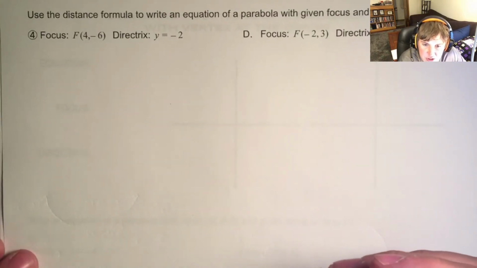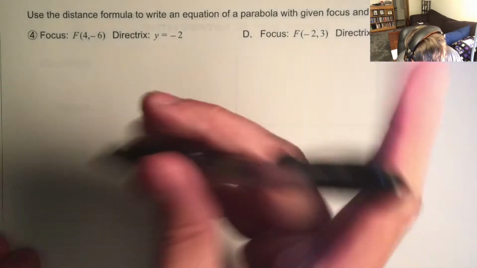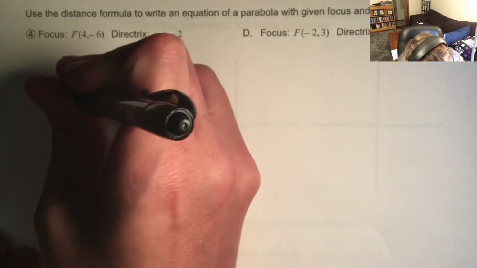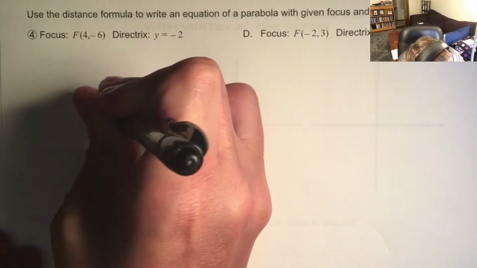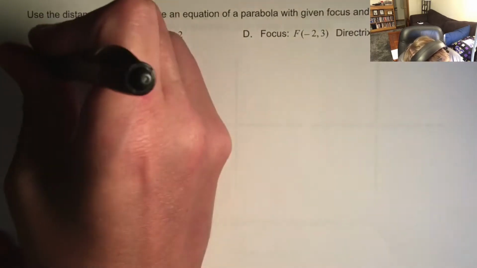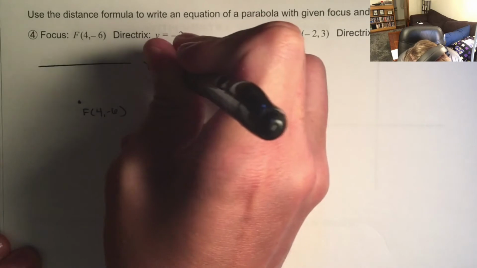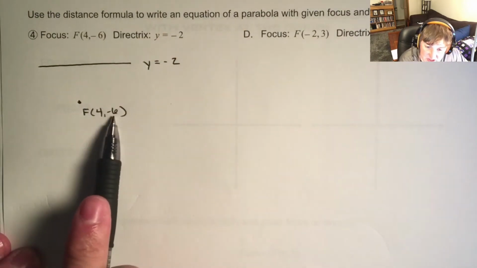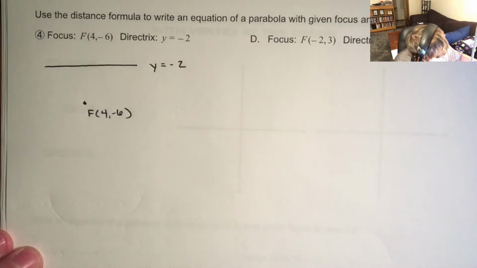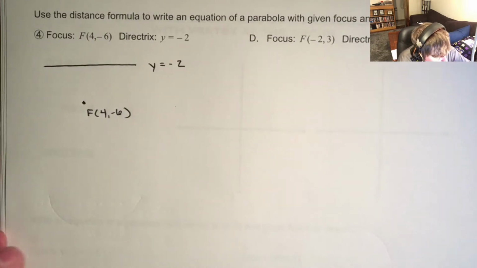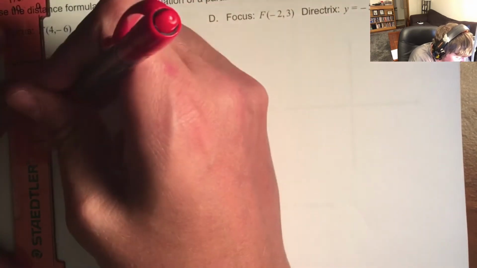Here I have a focus at 4, -6. Let's put this right here. A focus of 4, -6. And then my directrix is actually above it at y equals -2. How do I know this? Well, -6 is less than -2, so the focus is going to be below. Now I have to draw my axis of symmetry here.